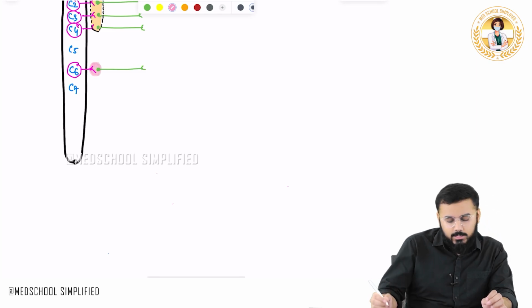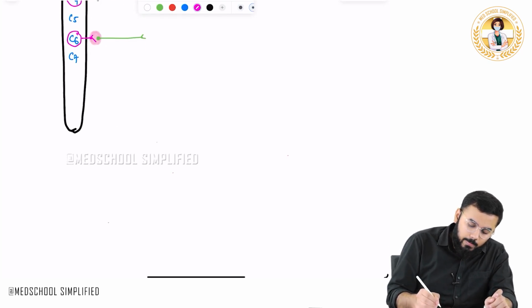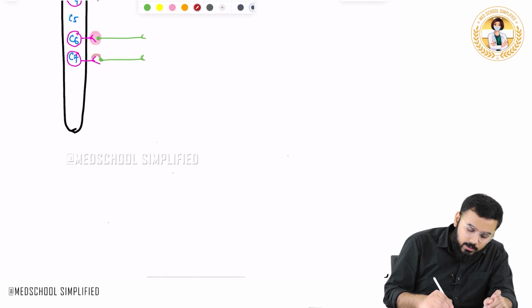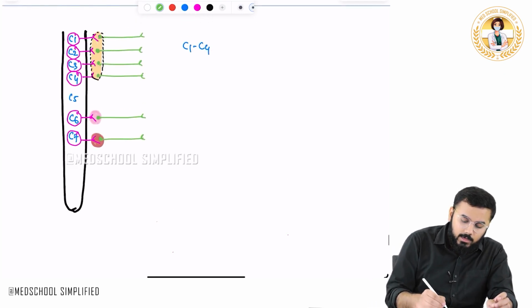So far we have discussed the superior cervical and middle cervical ganglia. Next, from C7 another neuron comes out and goes alone here. This particular ganglion is called the inferior cervical ganglion. So how many cervical ganglions do we have? We have 3 cervical ganglions.